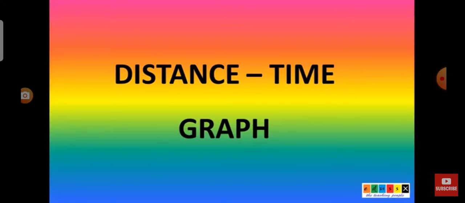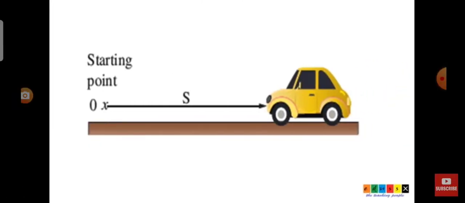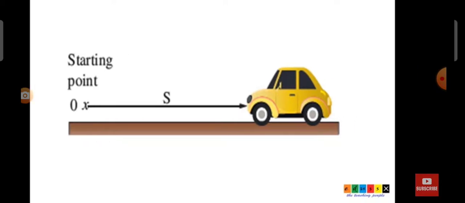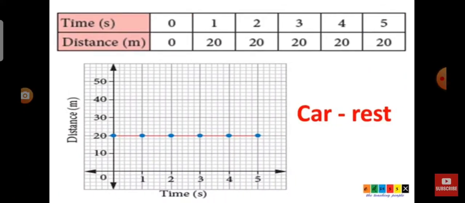Now we see about the distance and time graph. Here a car is traveling along a straight line away from the starting point O. The distance of the car is measured for every second. The distance and time are recorded and a graph is plotted using the data. In this slide, the car is at rest. Using the given time and distance, the graph is plotted.